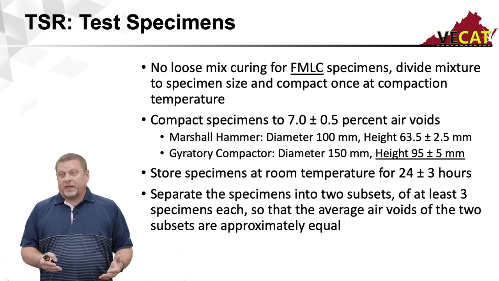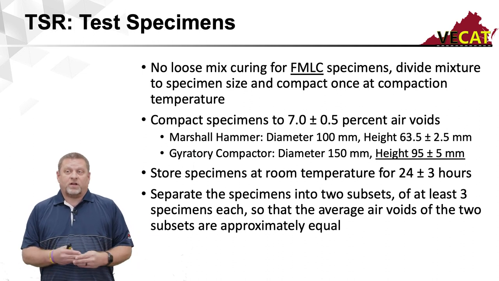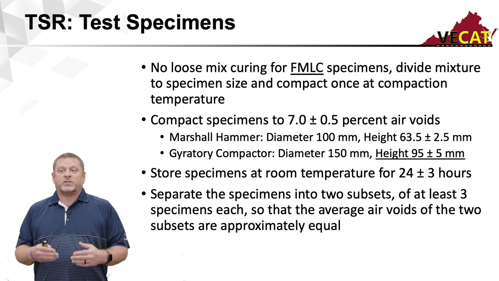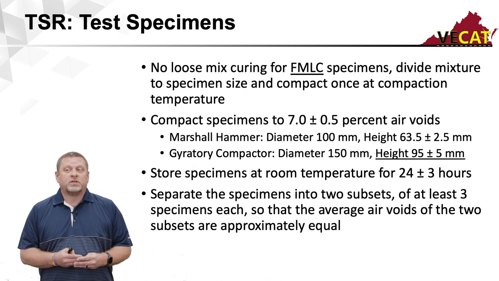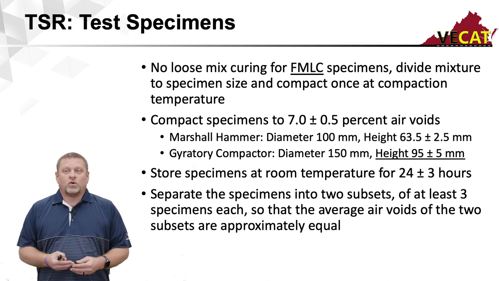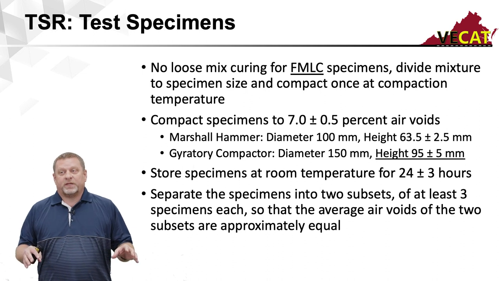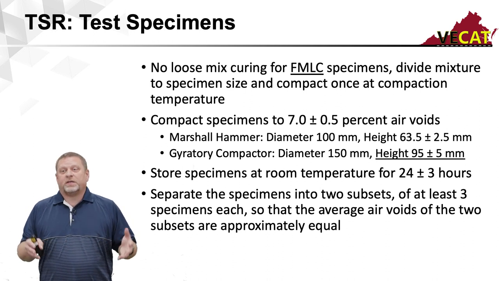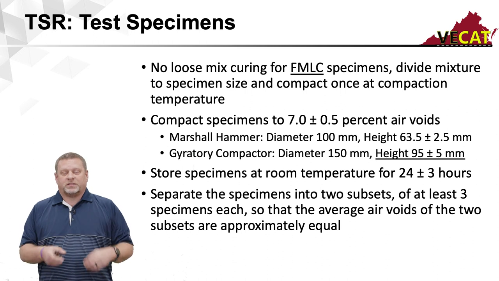Once we've made these specimens, these 6 or 8 if I have a couple extra, and I've bulked them and got my voids right, the first thing I want to do is store them at room temperature for 24 hours. After that 1 day storage, I want to separate my specimens into 2 subsets. These 2 subsets will be at least 3 specimens each, and I want the average voids of each subset to be as close to equal as possible.